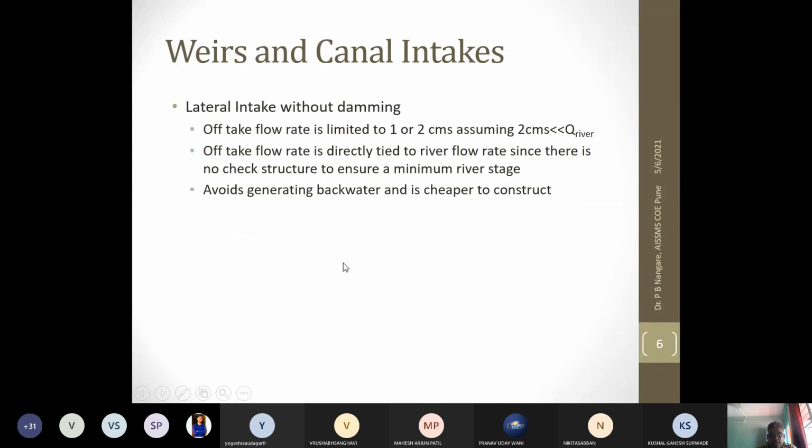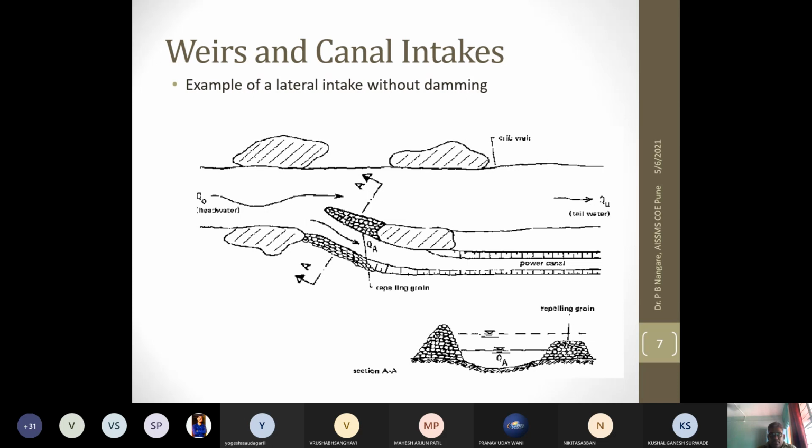Now the next, lateral intake without damming. The offtake flow rate is limited to 1 or 2 cubic meters per second, assuming 2 cubic meters per second as the discharge limit. The offtake flow rate is directly tied to the river flow rate since there is no check structure, and it also ensures a minimum river stage and avoids generating backwater. It is also cheaper to construct. Now the examples of the lateral intake without the damming effect.